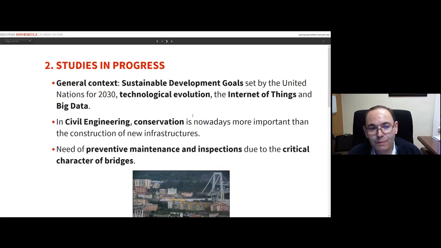Well, what about the studies that we have in progress? We are in a very interesting general context. We have the Sustainable Development Goals set by the United Nations for 2030, the technological evolution, the Internet of Things, and big data. What happens with civil engineering? That now conservation, especially in the advanced countries, is more important than the construction of new infrastructure, because we have the need of preventive maintenance and inspections due to the critical character of bridges.